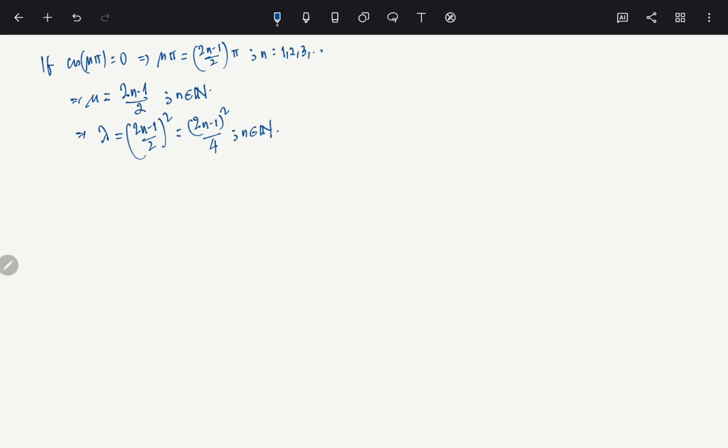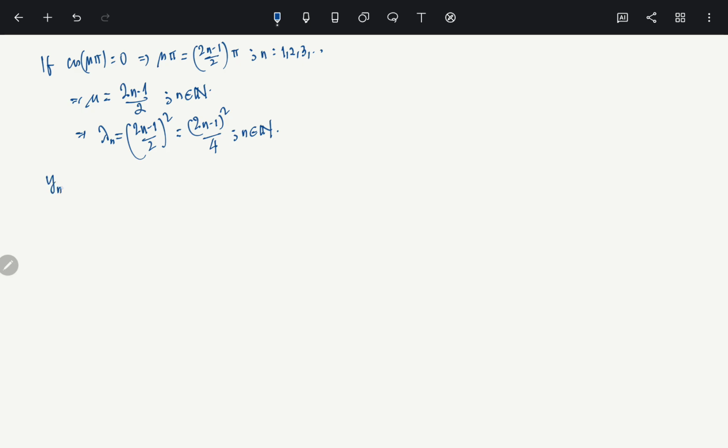Okay, that's your lambda. So see, for these lambdas, there are non-zero solutions. Clear? So these lambdas, of course, depend on n. This is not a single lambda, but there is a sequence of lambdas: lambda 1, lambda 2, lambda 3, lambda n, and it goes on, right? And moreover, there are some corresponding solutions. What are the solutions?